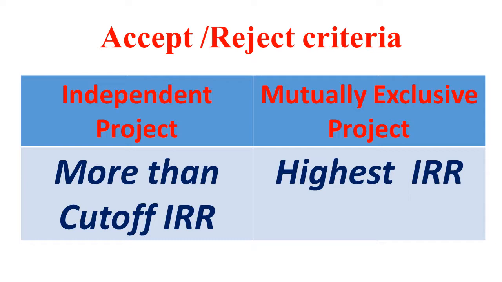In case of mutually exclusive projects, in the sense that two independent projects compete with each other, in such a case the highest IRR will be selected. Suppose project A and project B. Project A is giving 10%, project B is giving 12%. Therefore, which one is accepted? Project B, as it is giving the highest IRR. Clear? So like this, we need to make a decision criteria.